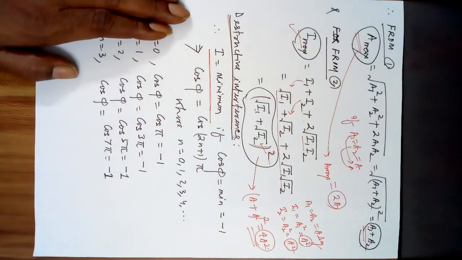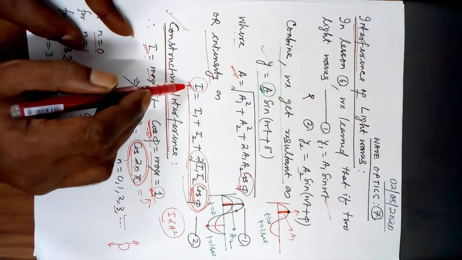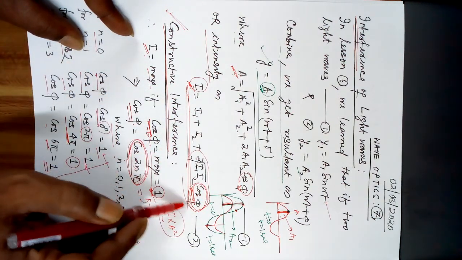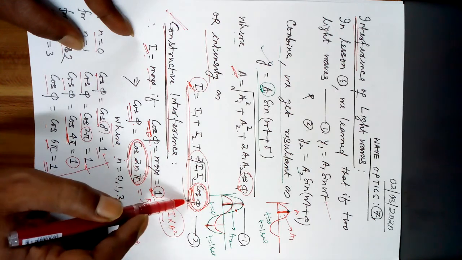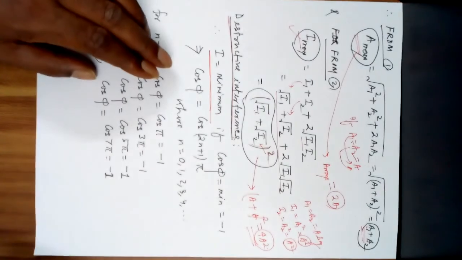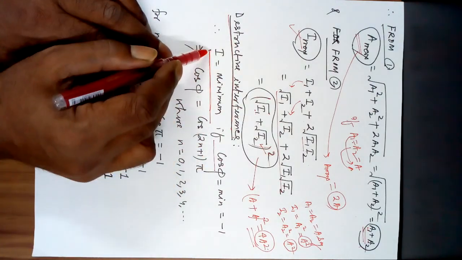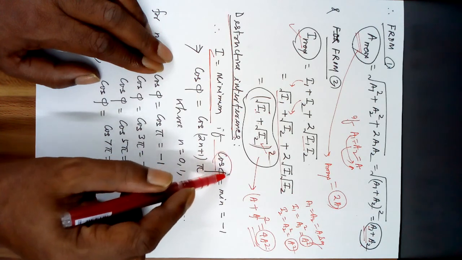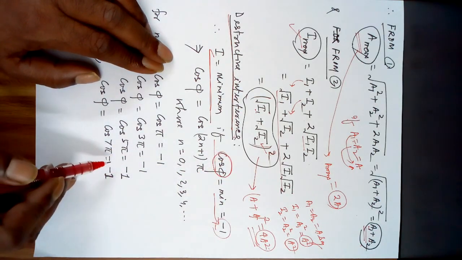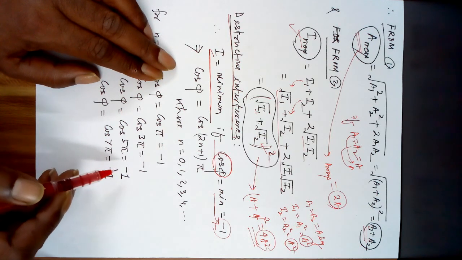And I have just shown you your expression for I was this, which depends on cos phi. So if cos phi is minimum, then this I will be minimum. The minimum value of cos phi is -1. That is at cos 180 degree. That is same thing as saying pi radian.